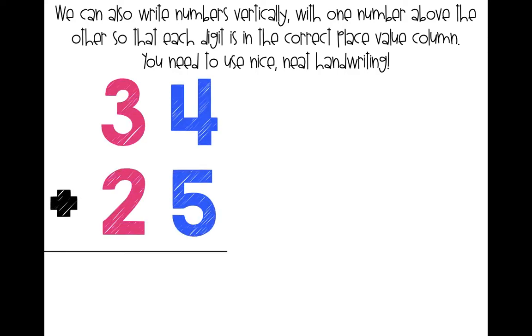So let's start with this problem. 34 plus 25. If you look, I lined up my numbers so that my ones are on top of each other and my tens are on top of each other. Just like in my place value chart, I would have a line in between my tens and ones. With my vertical form, I have a small space in between my tens and ones. Remember, we're using our best handwriting to make sure that we don't get our numbers mixed up.